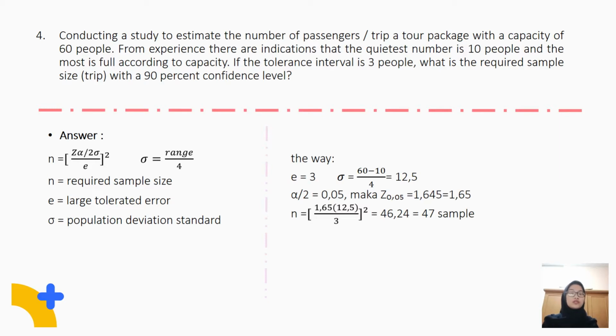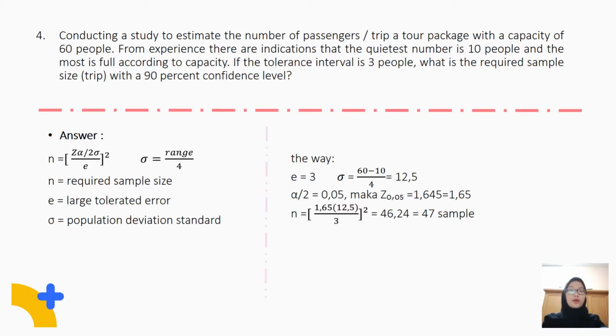There is a symbol for N, E, and sigma. N is required sample size, E is the large tolerated error, and sigma is population deviation standard. The formula is N equals Z alpha per 2 sigma per E square 2 multiplies by sigma equals to range per 4.